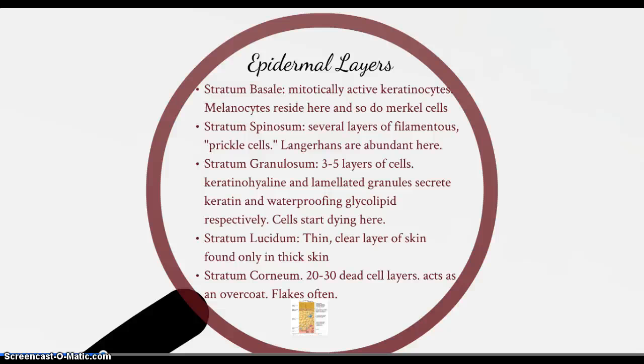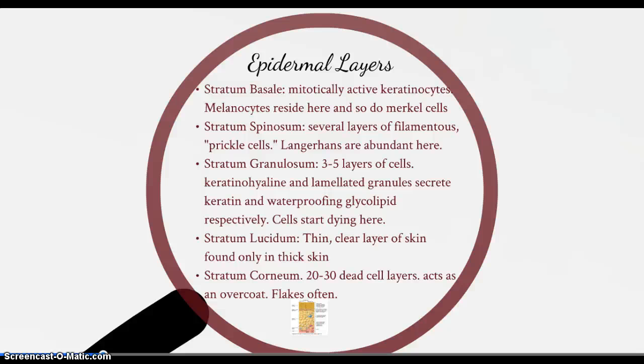Now, there's the stratum granulosum, which is around 3 to 5 layers thick, and it contains keratohyalin and lamellated granules. It's not keratinohyalin, but keratohyalin. Keratohyalin granules secrete keratohyalin, which helps with keratin production. Then there are lamellated granules, which contain a waterproofing glycolipid, which gives your skin that waterproof characteristic. Cells start dying in the granulosum, and you'll see why in a moment. I'll show you in the picture later.